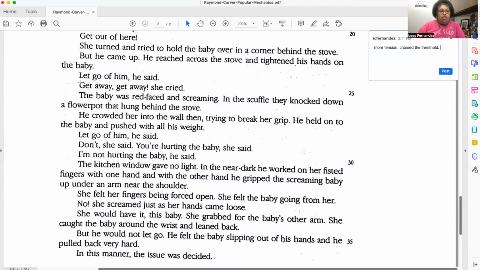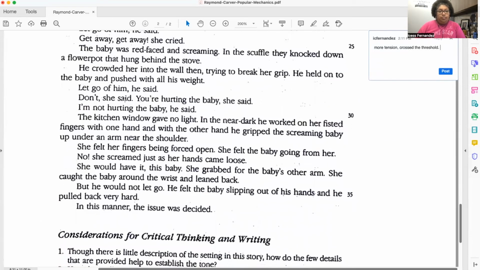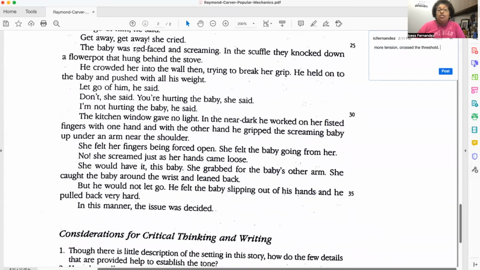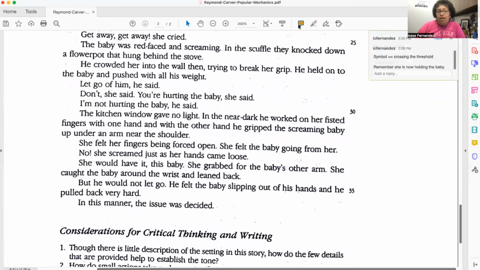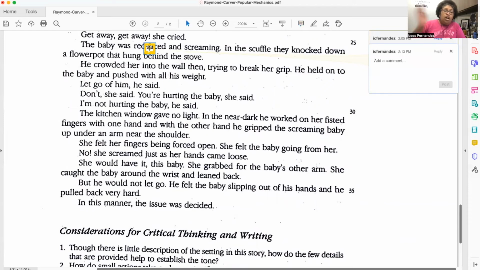Okay. So we go through all this and we see some description. And he doesn't have a lot of description here, but we have description of the baby, red-faced and screaming. In the scuttle, they knocked down the flower pot that hung behind the stove. All right, so this is again increasing tension.